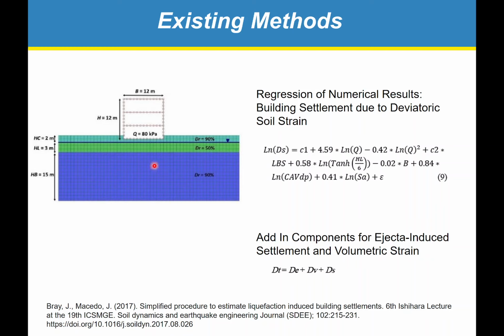What they've done is run these 2D finite element simulations and come up with a regression equation to those results to predict the amount of deviatoric settlement, right? So these are undrained simulations, and the deviatoric settlement is just due to rearrangement of the soil elements, not to volumetric strain. And this depends on a number of things, including foundation properties, loading conditions, thickness of the layer, things like that. Then they add in components for ejecta-induced settlement and volumetric strain on top of that and get a total amount of settlement as a result. So it's an empirical equation calibrated to numerical models and centrifuge models.